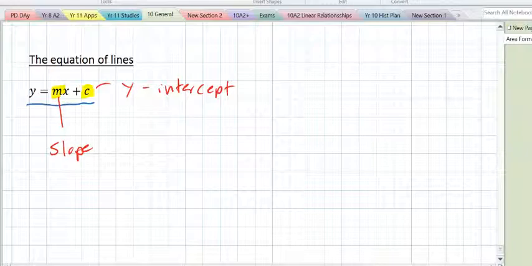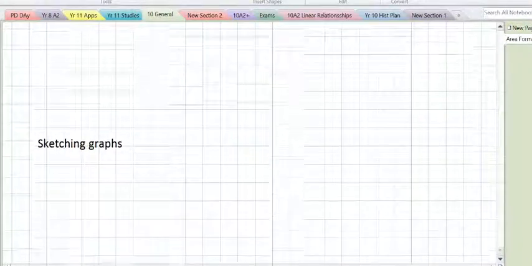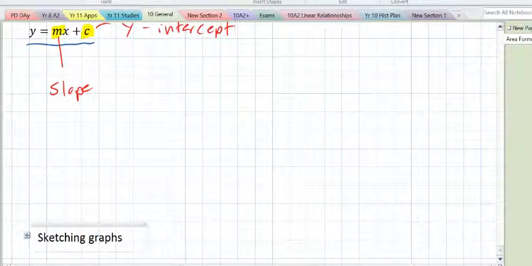Slope. Y-intercept. Good. And last thing, sketching graphs. How fun is that? Sketching graphs.